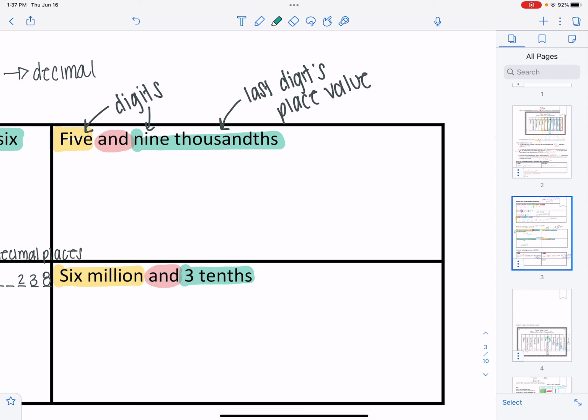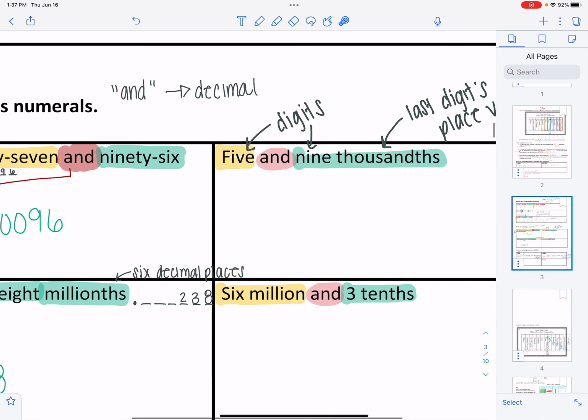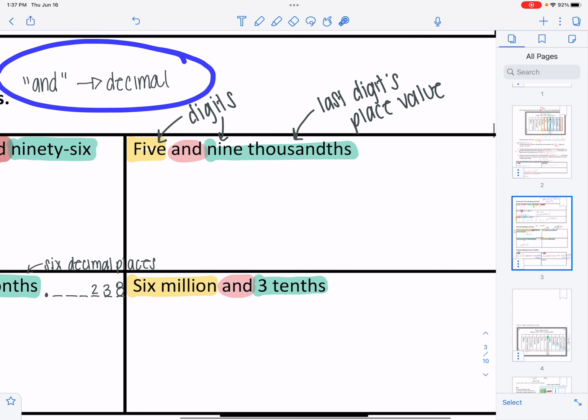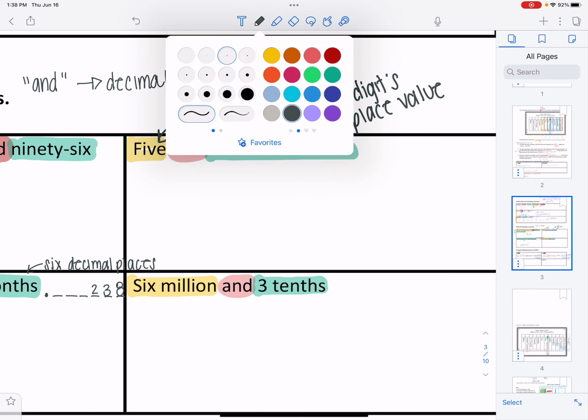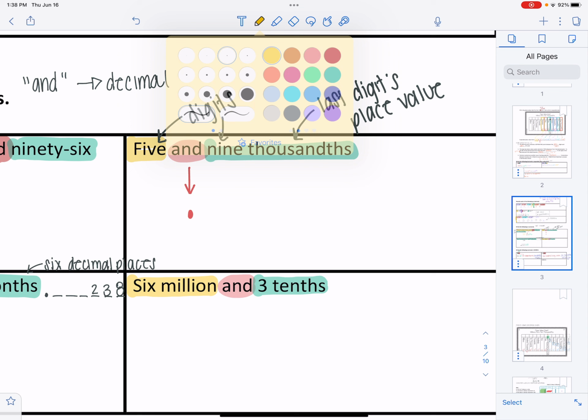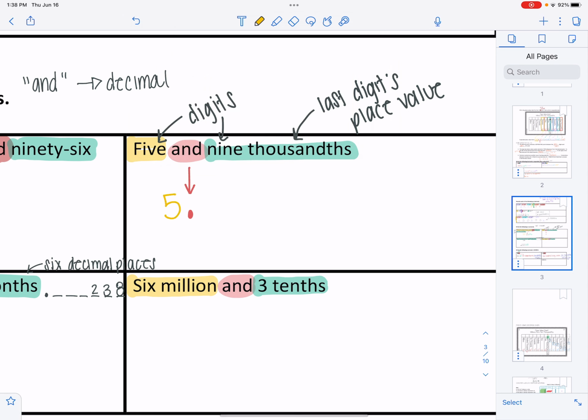So I've got 5 and 9 thousandths. Well, and is still going to tell you that's where the decimal goes. So and is our decimal, so I went ahead and highlighted those red. Everything to the left of and is going to go to the left of the decimal, and everything after the word and is going to go after the decimal. So in this example, 5 and 9 thousandths. That and is going to correspond with my decimal point. 5 is going to go to the left, so that's going to be just the whole number 5.